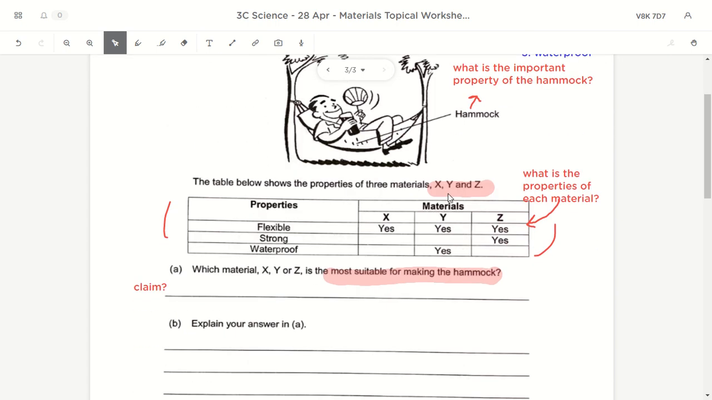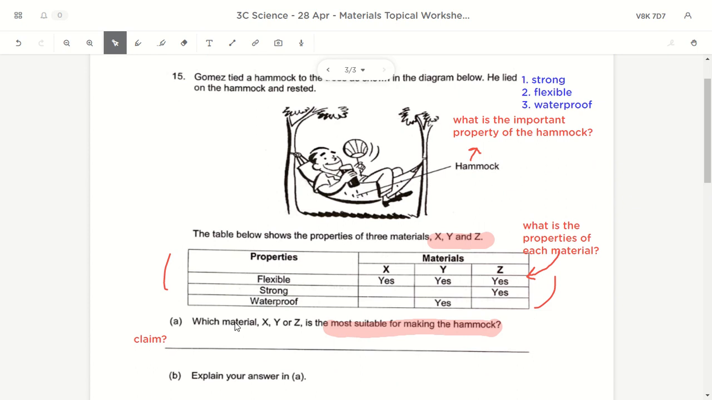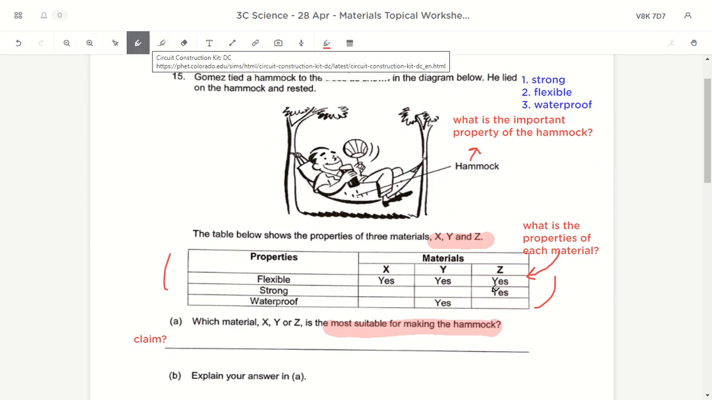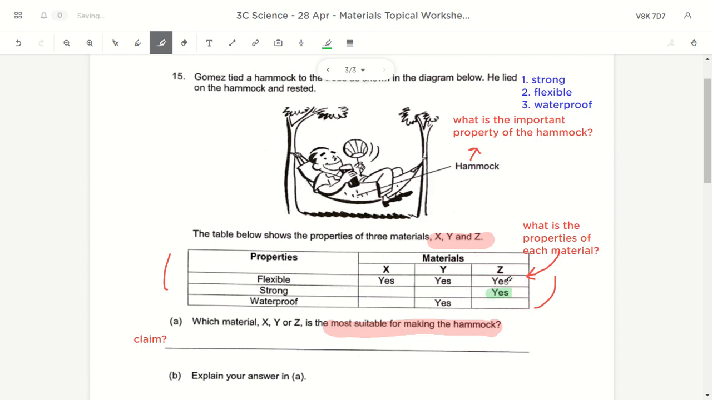So I have three different materials here, X, Y, and Z. I'm asking you which one is the most suitable to make the hammock. I want to look for strong. Only Z is strong. And because only Z is strong, that's why the answer is Z.